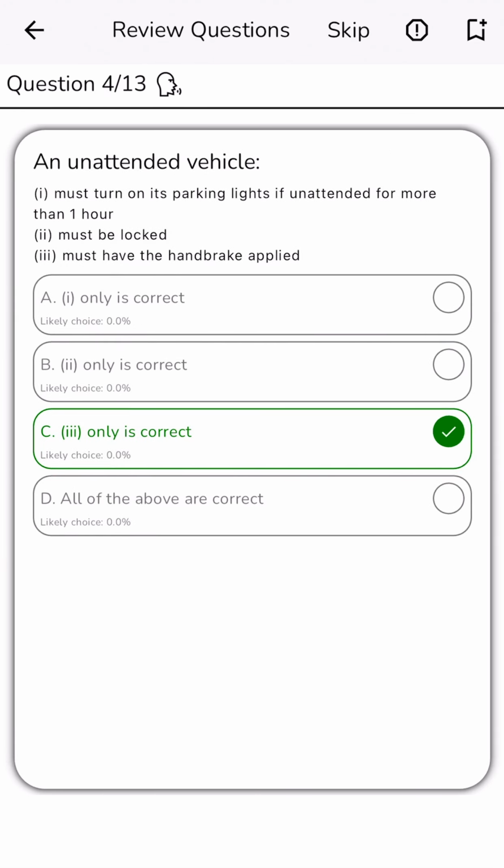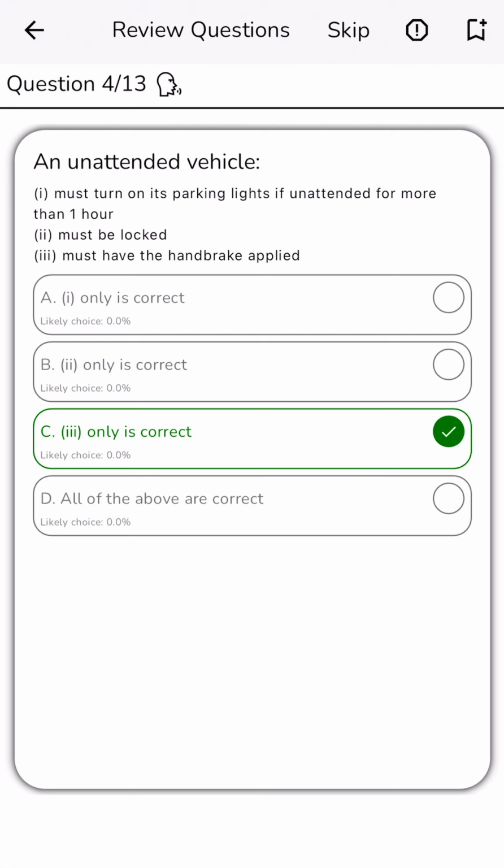Okay, let's see. An unattended vehicle must turn on its parking lights if unattended for more than 1 hour. Must be locked. Third option, must have the handbrake applied. When you look at those options that you are given, obviously it must have the handbrake applied. It is the most relevant answer.